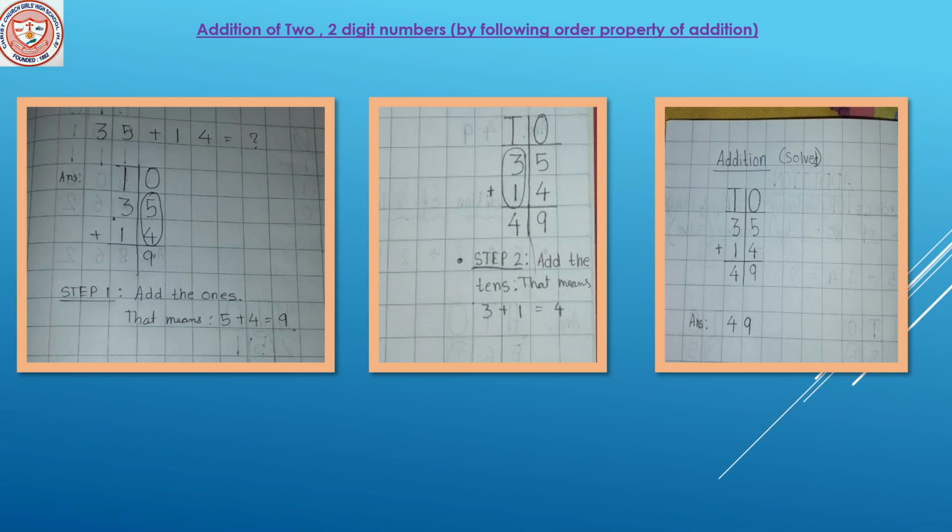Here I have done one example for you from your previous exercise, and that is 35 plus 14 is equal to what? It is an example of addition of two two-digit numbers. Step 1, add the ones, that means 5 plus 4 is equal to 9. Step 2, add the tens, that means 3 plus 1 is equal to 4. And you will get the answer.